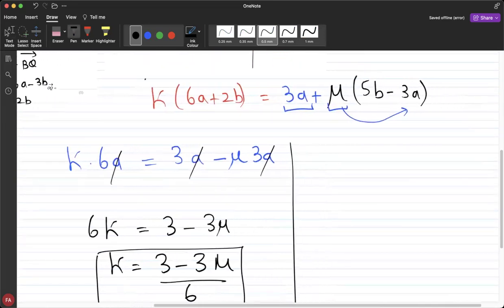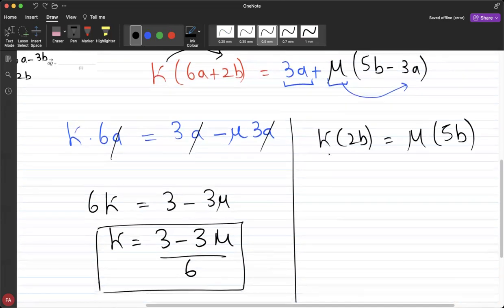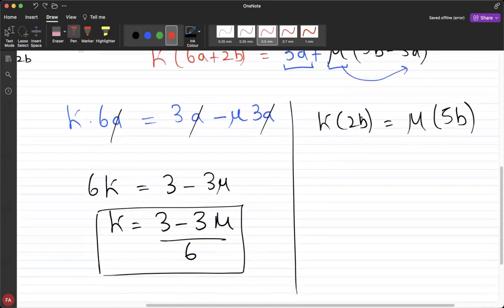I'll start off with comparing now my b value. So again, when I multiply this, that's going to be k times 2b is equal to, on this side, we'll just be having mu times 5b. Why is that? Because on the right side, there's only one value which contains b. So now let's again cancel out the b's. That means I end up getting 2k is equal to 5 mu.